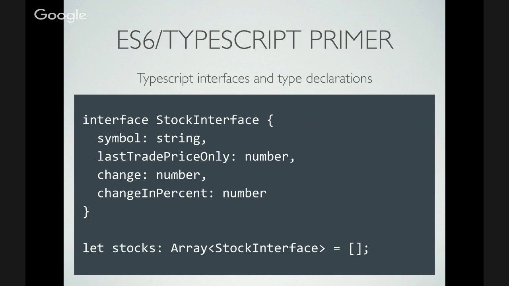So if I tried to assign a number as the symbol, TypeScript would error to me and say, hey, you can't do that. You can also annotate individual properties, and you'll see a few of those in the code as well.